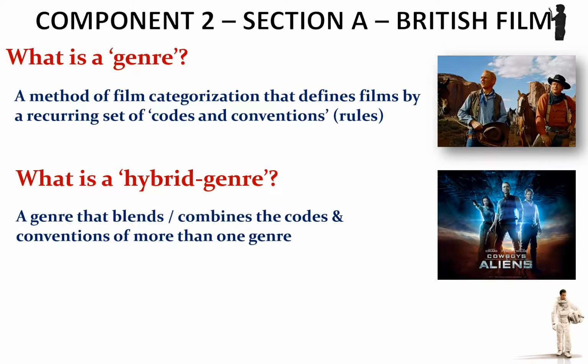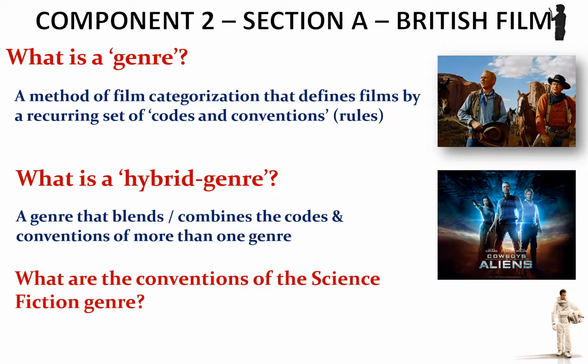A hybrid genre is a genre that blends or combines the codes and conventions of more than one genre. So on screen we have a poster for Cowboys versus Aliens, which is a film that combines the conventions of science fiction and the western. It should be noted that hybrid genres are not genres in their own right, but rather they're considered subgenres, i.e. genres within the larger genre. So for example, Cowboys and Aliens is a subgenre of science fiction, or a subgenre of western, shall I say.